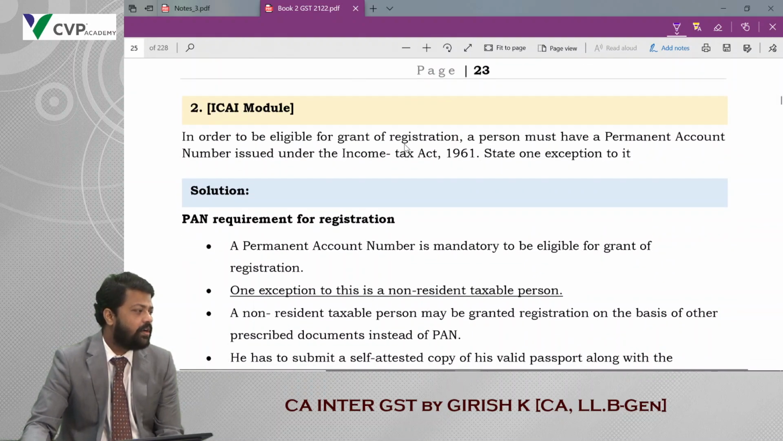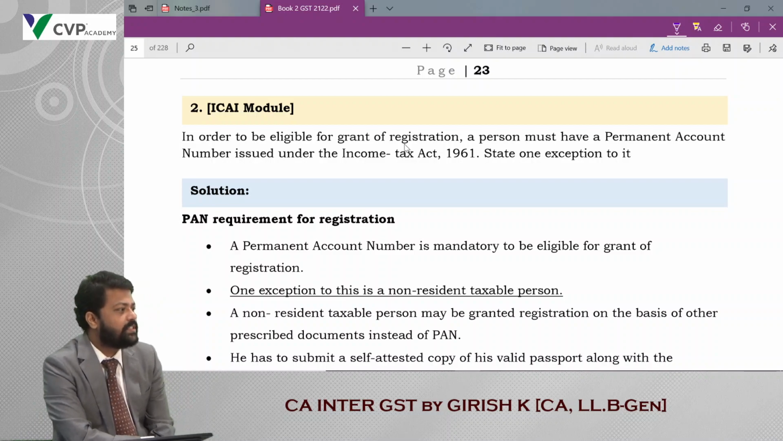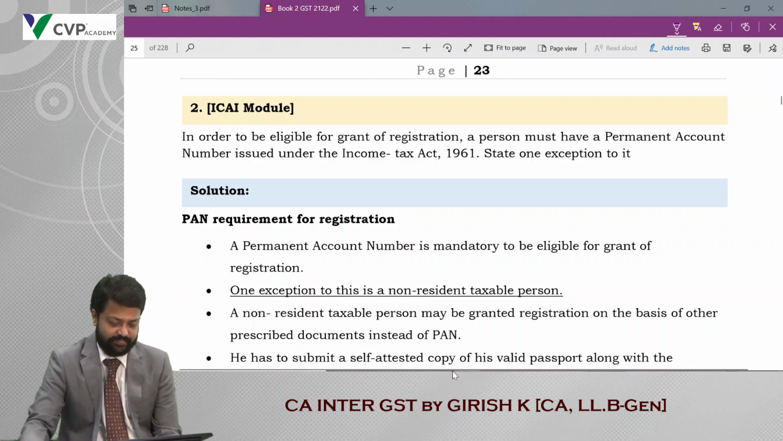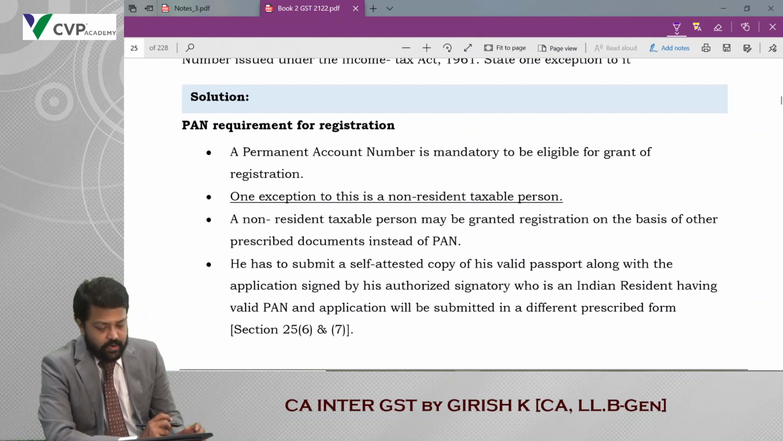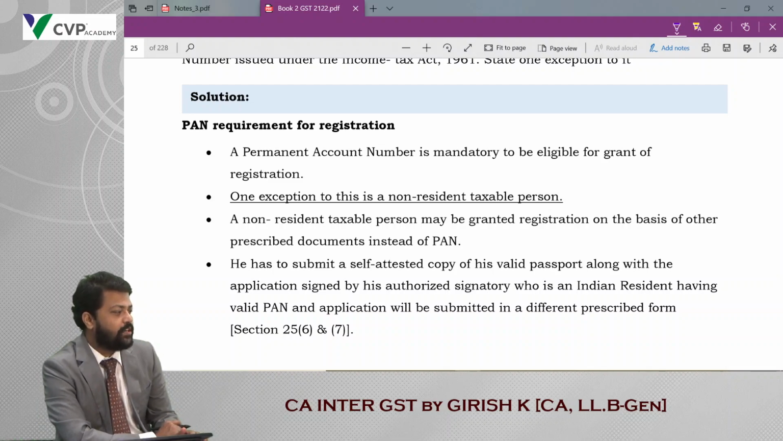In order to be eligible for grant of registration, a person must have a PAN issued under the Income Tax Act 1961. State one exception to it. NRTP. A permanent account number is mandatory to be eligible for grant of registration. One exception to this is the non-resident taxable person, that is NRTP. A non-resident taxable person may be granted registration on the basis of other prescribed documents instead of PAN.